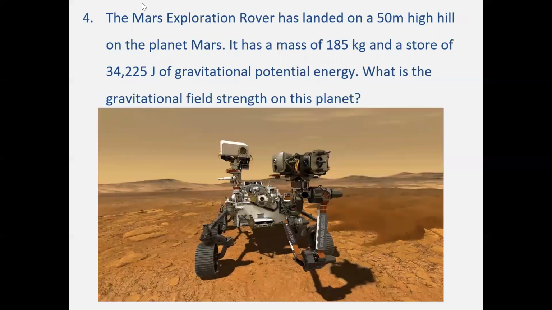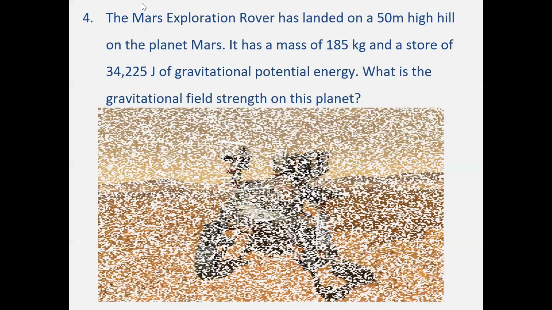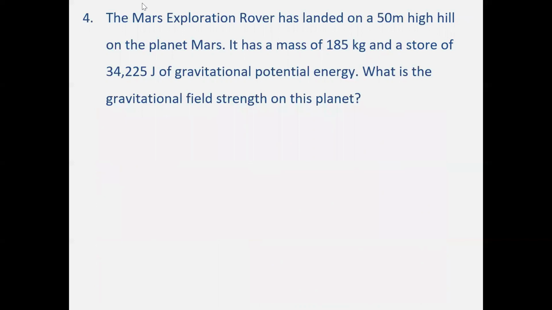The Mars Exploration Rover has landed on a 50-meter high hill on the planet Mars. It has a mass of 185 kilograms and a store of 34,225 joules of gravitational potential energy. What is the gravitational field strength on this planet? Now, this question is more difficult because you're having to find the gravitational field strength, which again means that you have to rearrange your formula triangle.